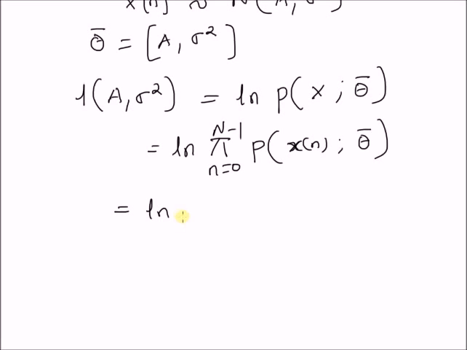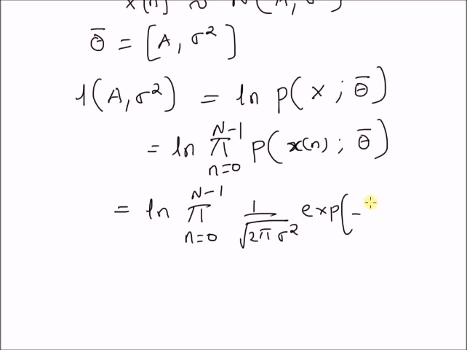So by using the definition, we have the logarithm of the product n equal to 0 to N minus 1 of 1 by square root of 2 pi sigma square, exponential of minus x of n minus a whole square divided by 2 times sigma squared. So this is the log likelihood function with the parameters a and sigma square.